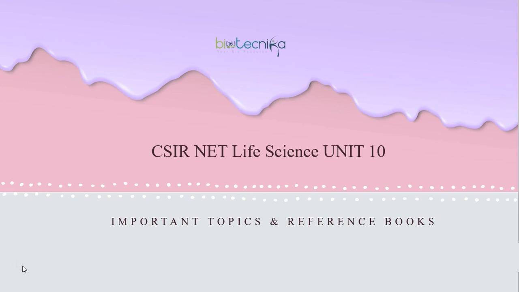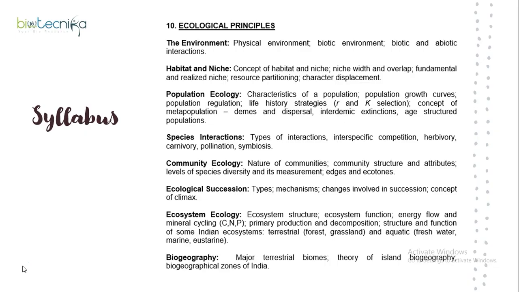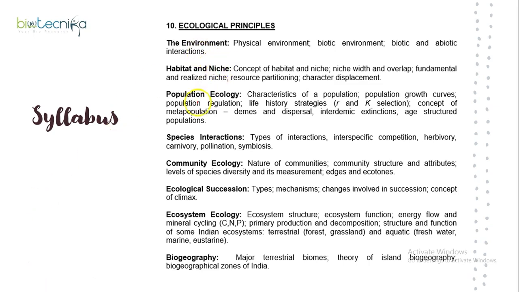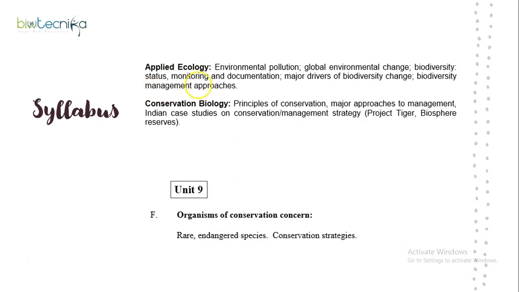So first and foremost, let us have a look at the syllabus of Unit 10, which comprises ecological principles. So we have the environment, habitat niche, population ecology, species interactions, community ecology, ecological succession, ecosystem ecology, biogeography, and applied ecology and conservation biology.